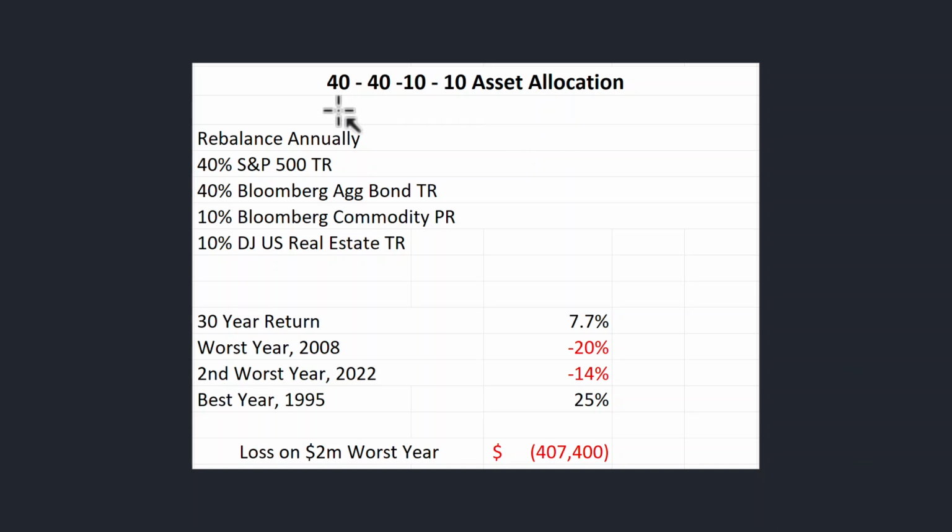This is the model for a 40-40-10-10 equity, fixed, commodities, real estate asset allocation. We are rebalancing annually. We have 40% in the S&P 500, 40% in Bloomberg Ag Bond, 10% commodities index, 10% DJUS real estate, that's Dow Jones. 30-year compound total return, only 7.7%. The worst year was 2008 at minus 20. Second worst year was 2022 at minus 14. And the best year was 95 with plus 25%. If you had $2 million in this portfolio in the worst year, you lost $407,000.